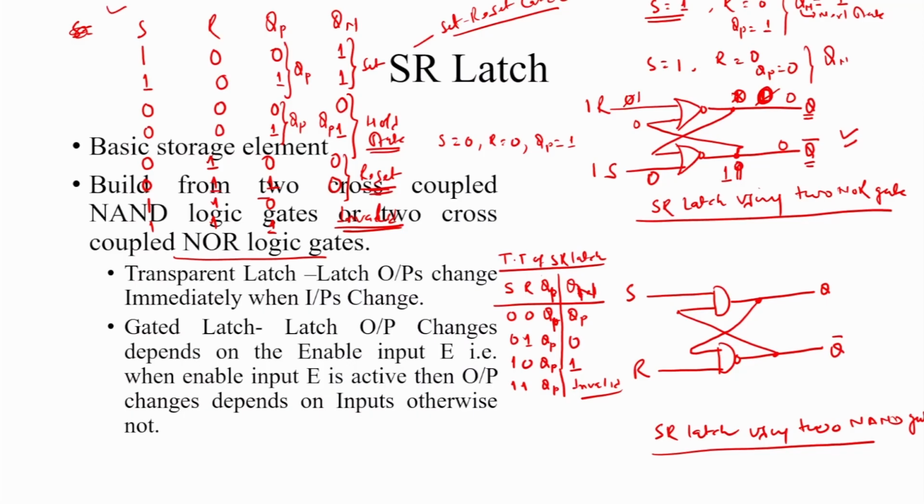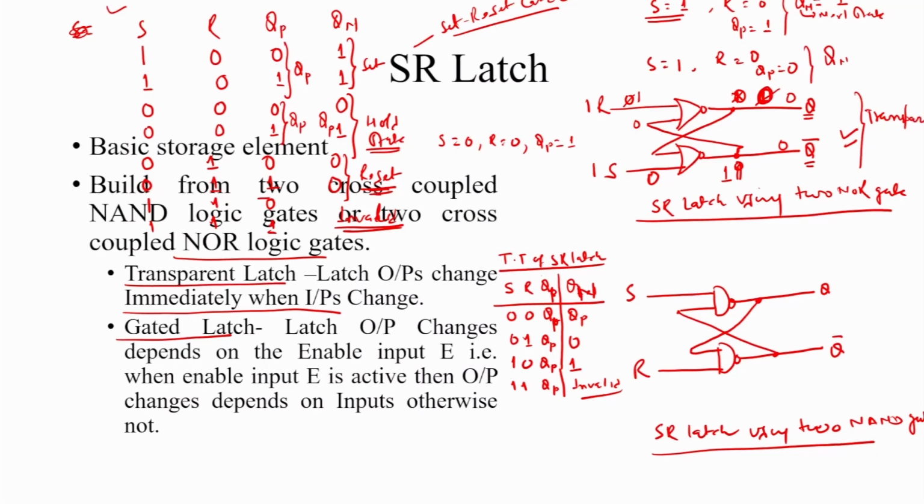Here, in the first NAND gate, the input S is provided, meaning the output Q is taken from the NAND gate in which the first input is supplied as S, and the complement is taken from the NAND gate in which R is supplied as input. What is a transparent latch here? A transparent latch output changes immediately when inputs change. This is a transparent latch.